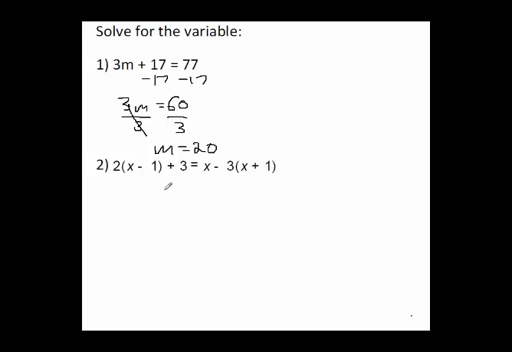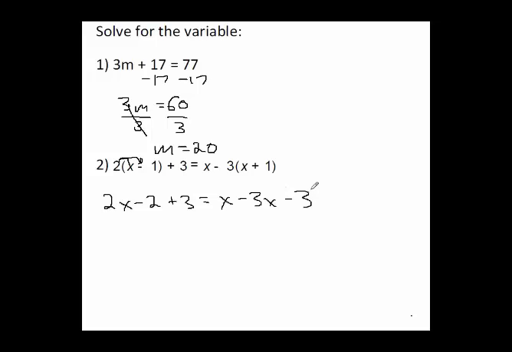The second one's a little more complex, but the first thing you need to do is multiply it out to get rid of the parentheses. So distribute the 2 times x minus 1. So 2 times x and 2 times negative 1. So 2 times x is 2x minus 2 plus 3 equals x, and then we can distribute the negative 3. So negative 3 times x is negative 3x. Negative 3 times 1 is negative 3.